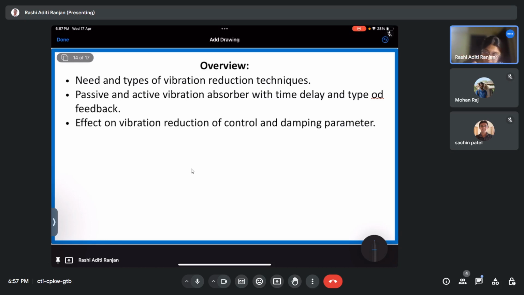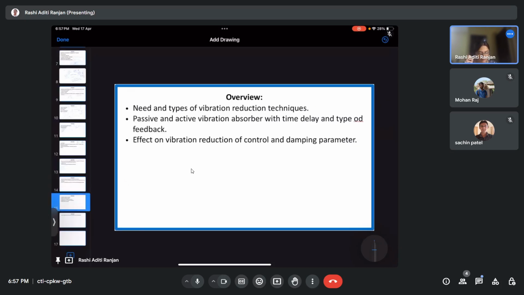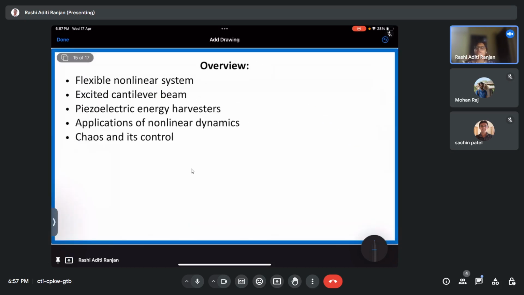Okay. Then you have the effect on vibration reduction of the control and damping parameter. Yes, this is the case for your passive vibration also and your active vibration also. That is how, with the change of control parameter and damping parameter, your vibration effect is being changed, right? Then we discussed flexible nonlinear systems. Essentially, we discussed the cantilever beam.